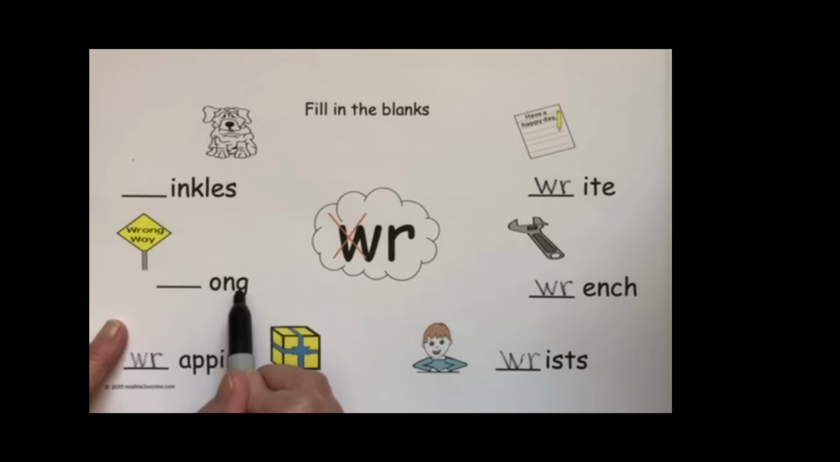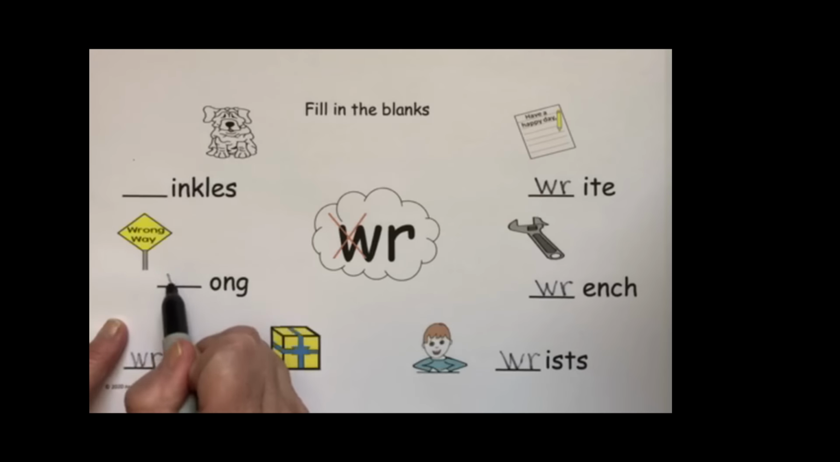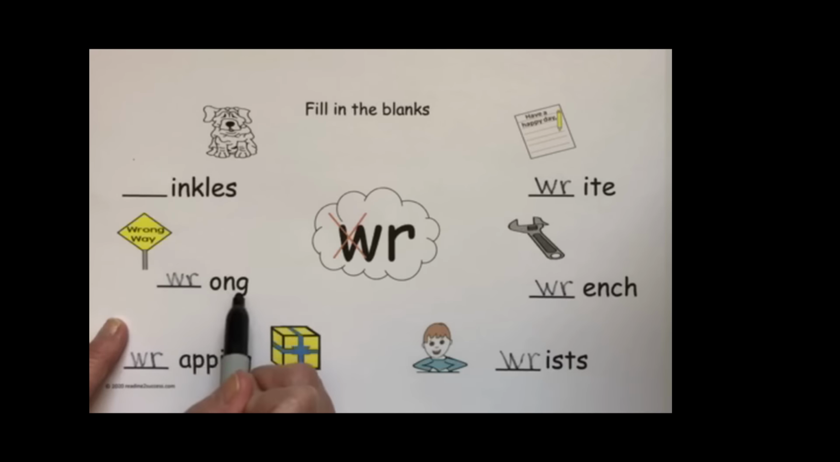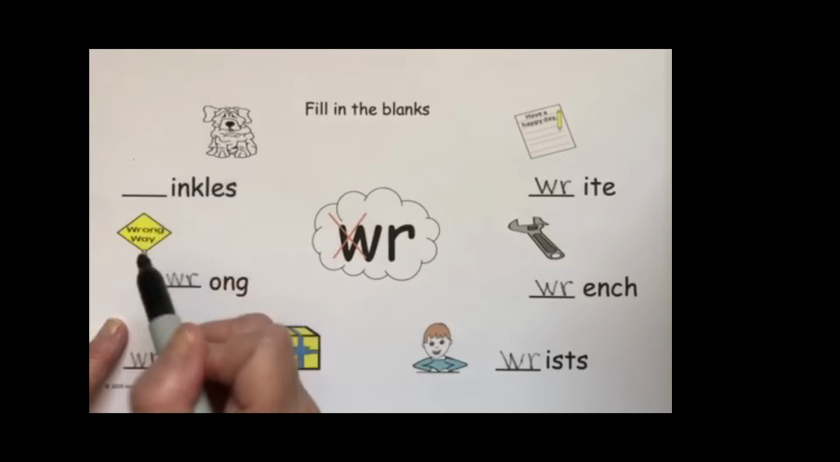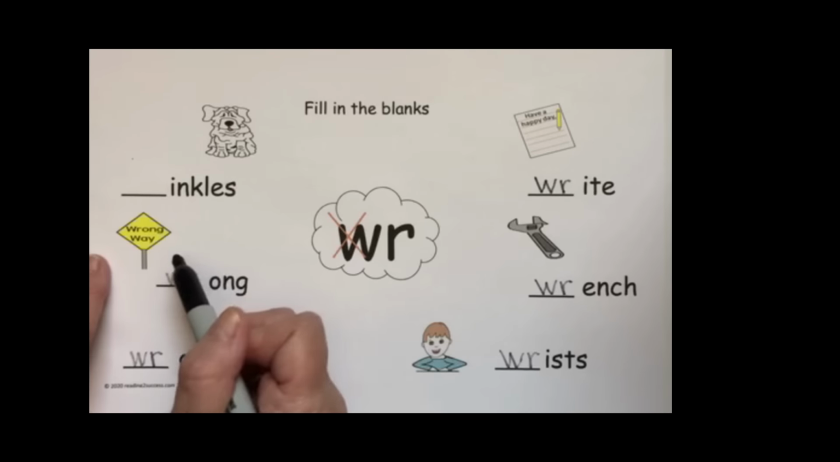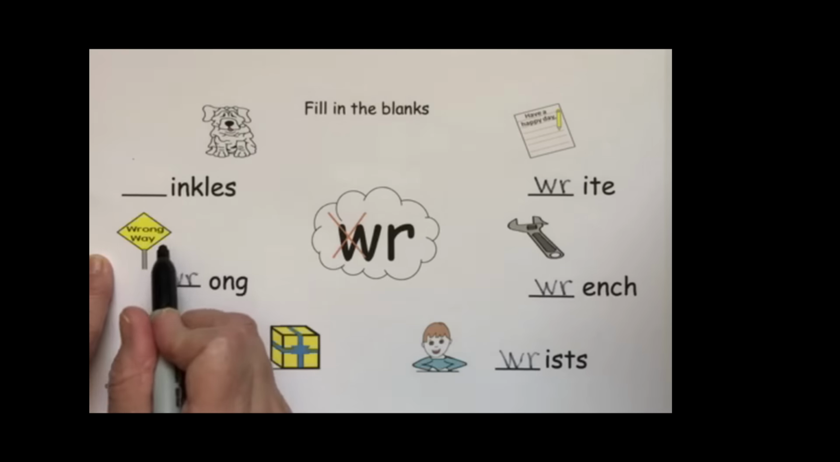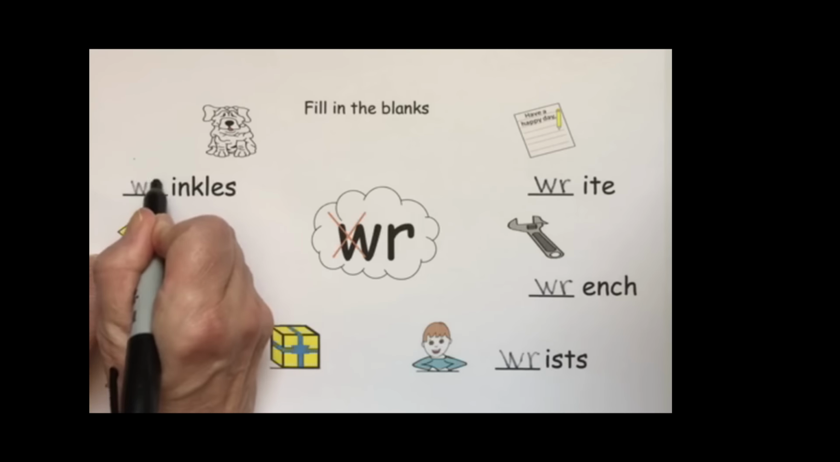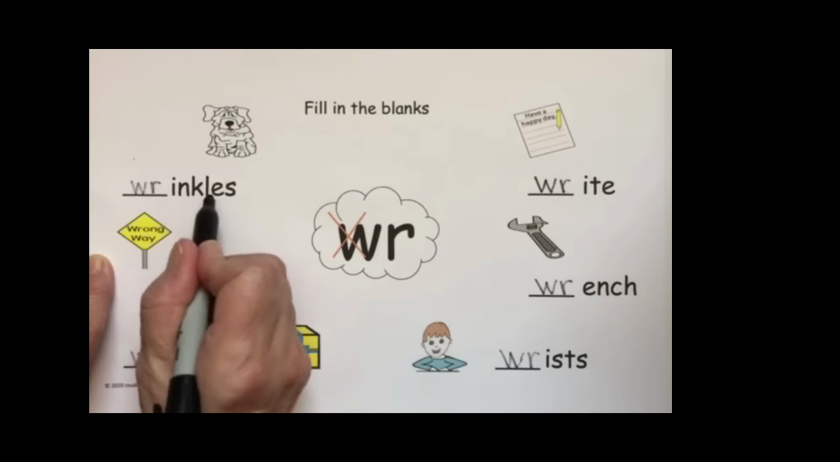Oh no, this is the wrong way. This is ong. And then we're going to put the W, R in front of it. We just hear the wrong. And this is a wrinkle dog. He has lots of wrinkles. So we're going to put the W, R in front of it, wrinkles.